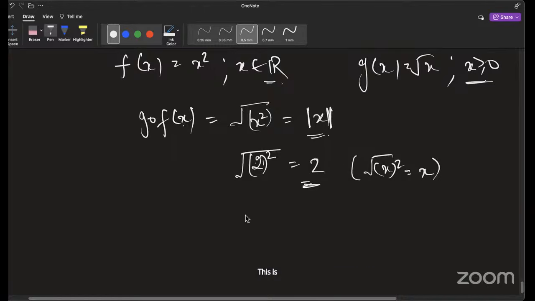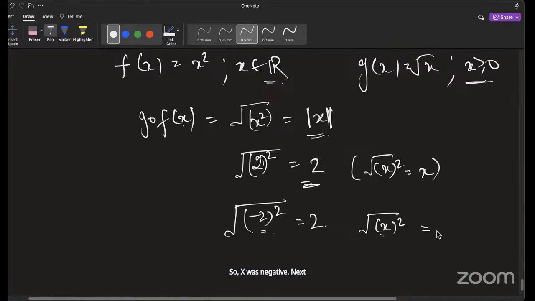But if you take minus 2 square, then this is 2, right? That means you took something negative. X was negative, X is minus 2. But the result that you got is 2. That means you got minus of minus 2. That's why you take a mod here. Yes, ma'am. Always get positive.